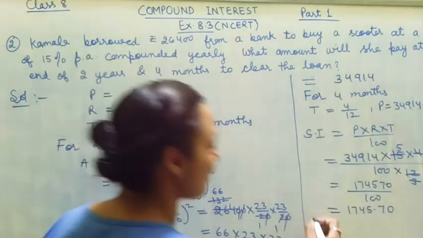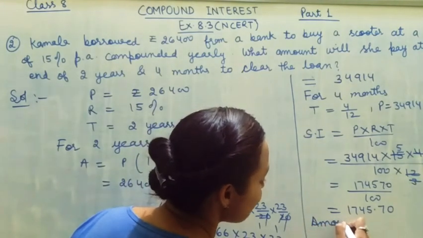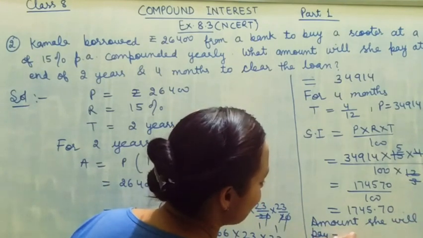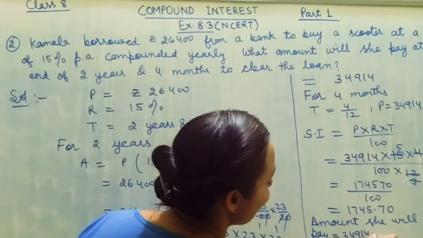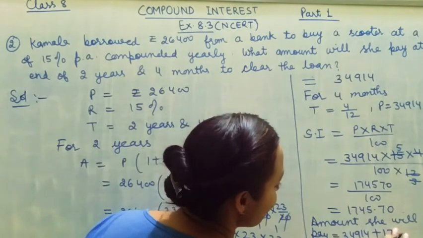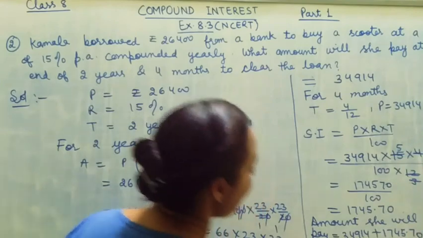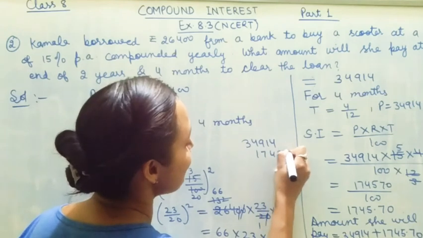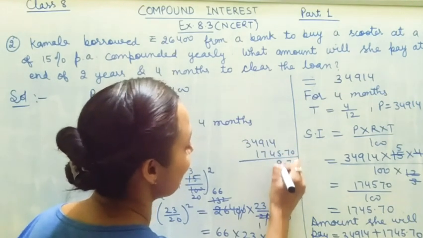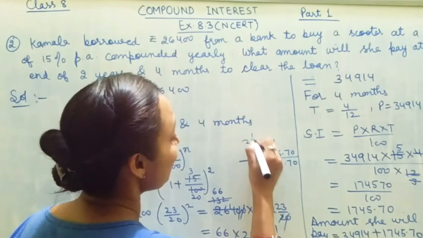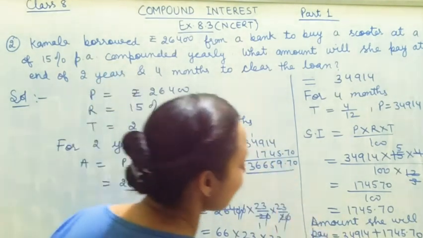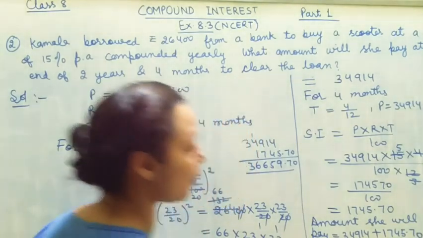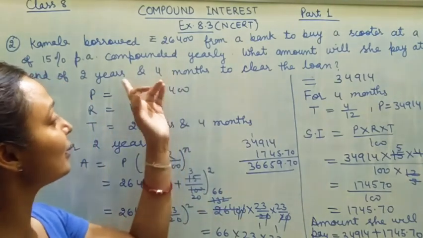So I will add the interest to the amount. The amount she will pay is equal to 34914 plus 1745.70. After adding 34914 and 1745.70, the amount she will pay is 36659.70. So this is the amount Kamala paid after 2 years and 4 months.